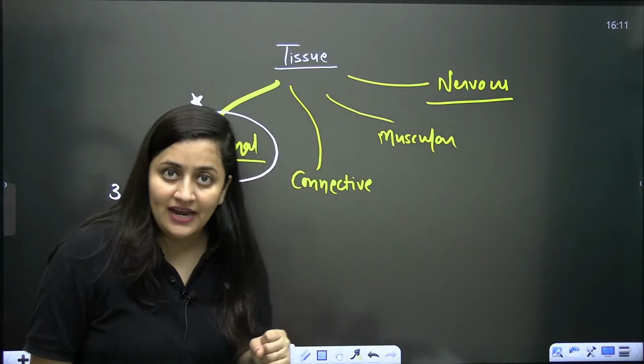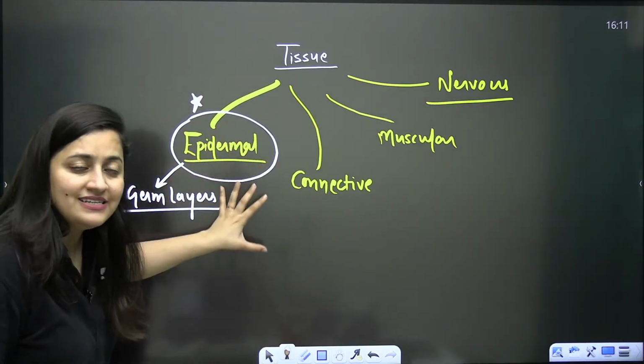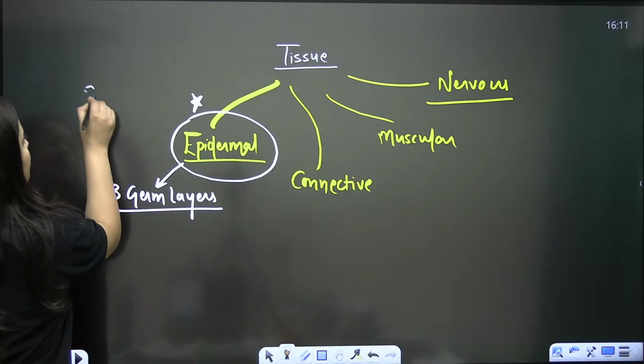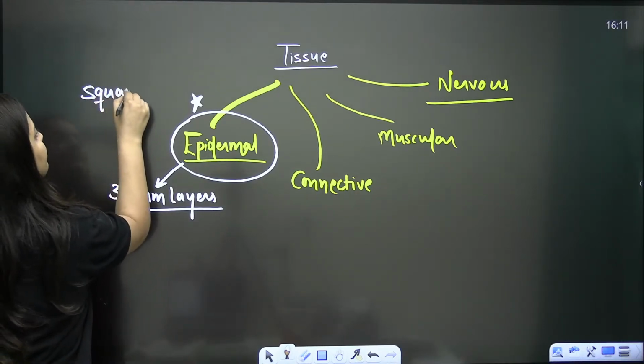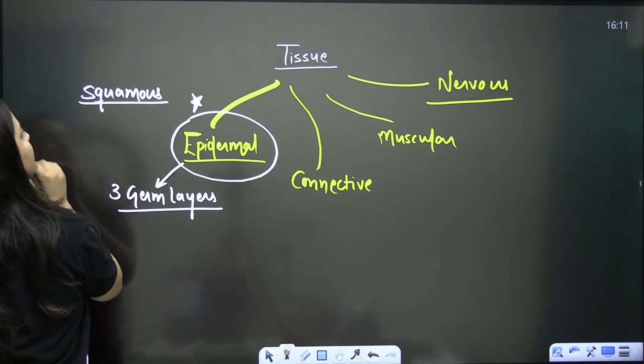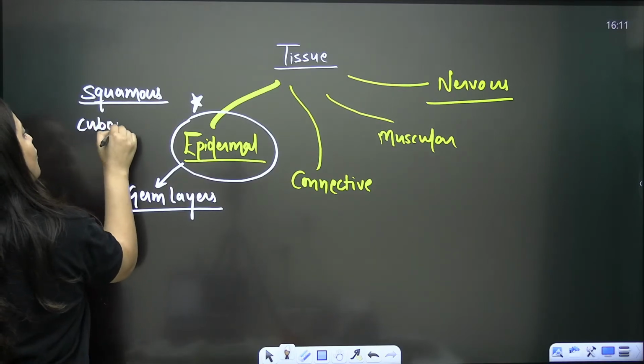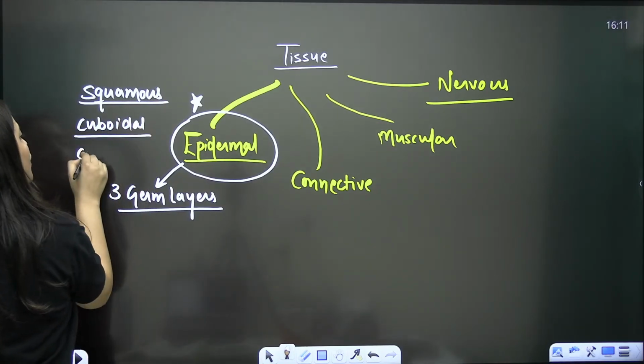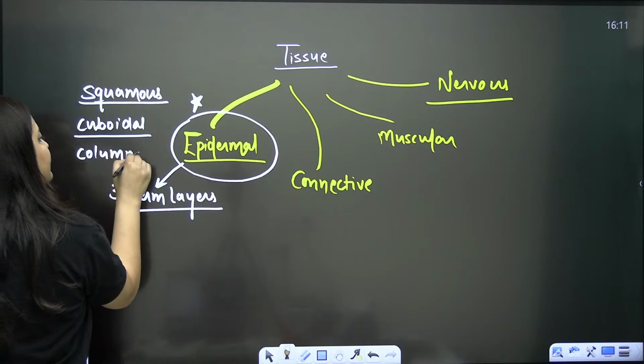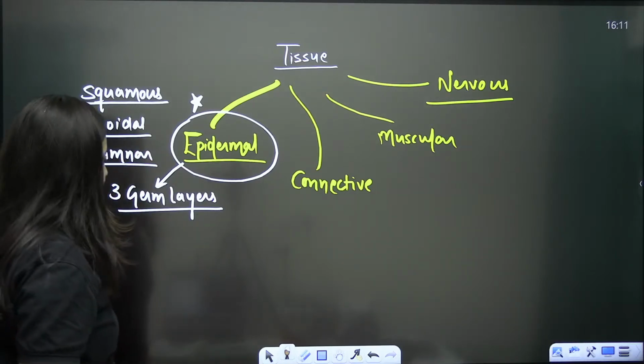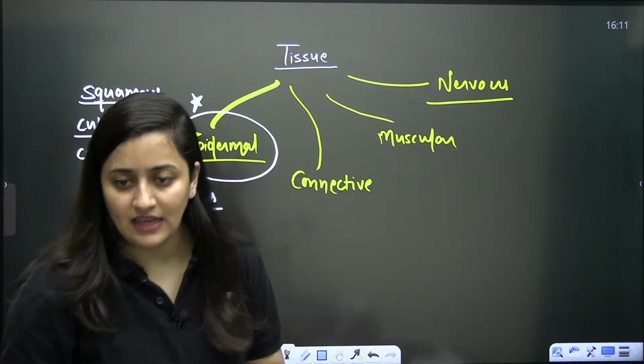In the epidermal tissue, we also divide it on the basis of number of layers, and you will see different types of cells as well. We will see squamous cells, which are flat and irregularly shaped, cuboidal cells, which are cube-like, and columnar cells, tall and cylinder-shaped, with the nucleus present at the base. This is what we discussed in the last class.